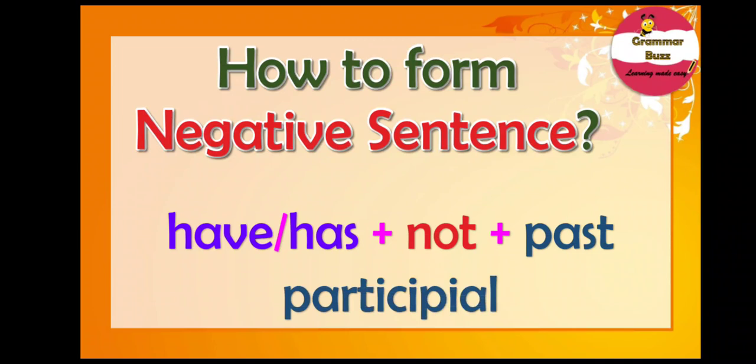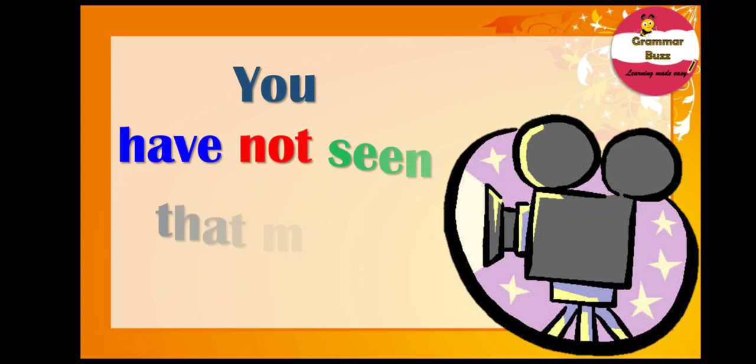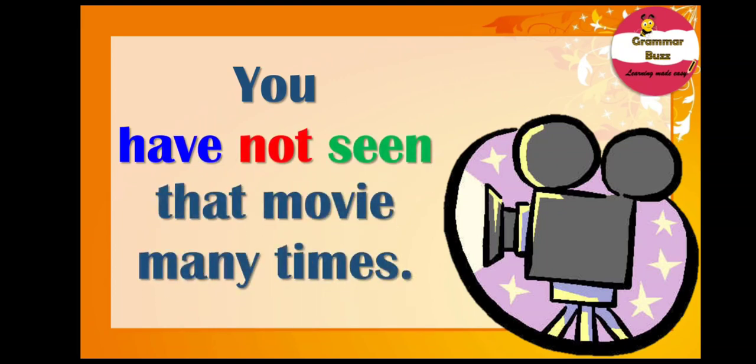Okay, let's take into account this picture as our example sentence. And our sentence is, you have not seen that movie many times. Note, in order to make this sentence a negative form of present perfect, we have used a not between have and the past participle seen of the base verb see. So remember, to form a negative sentence, we use have or has plus not plus the past participle form of the verb.